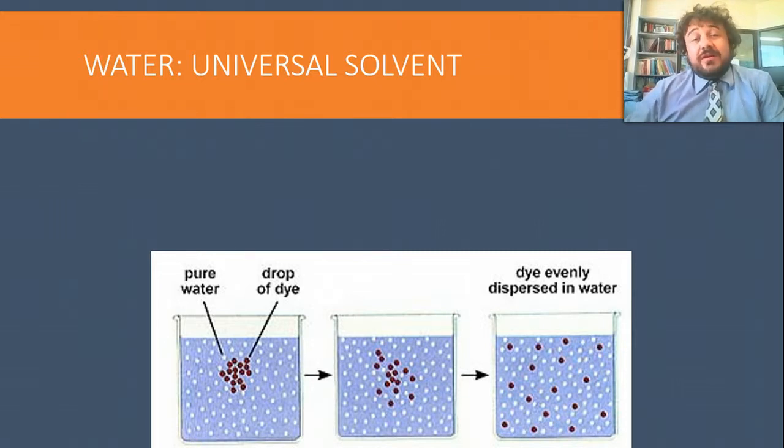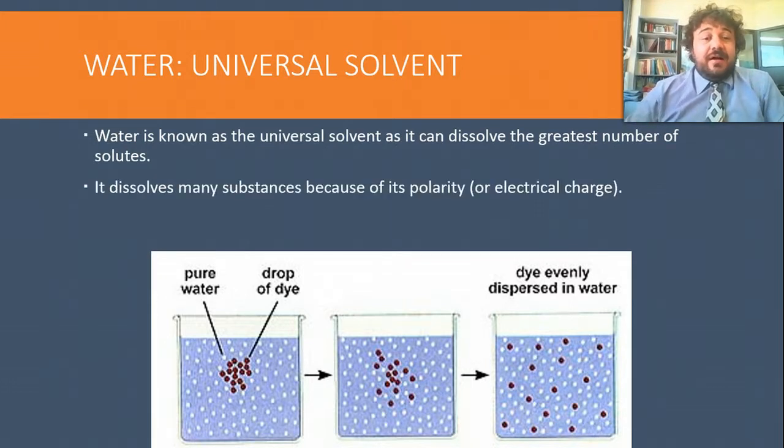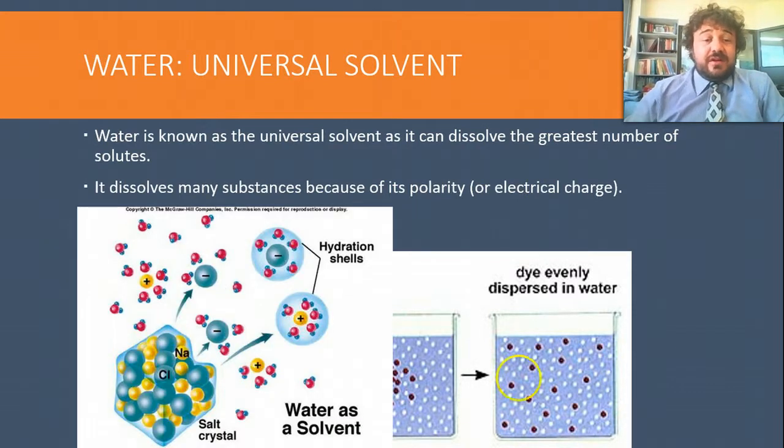So now we're going to look at how water dissolves things. So we put in pure water, and we drop in some dye, and you can see that it starts to spread, and eventually it will disperse evenly throughout. So it's known as a universal solvent because it dissolves the most things, essentially. And it does this because of its polarity, its electrical charges, which we'll have a look at here.